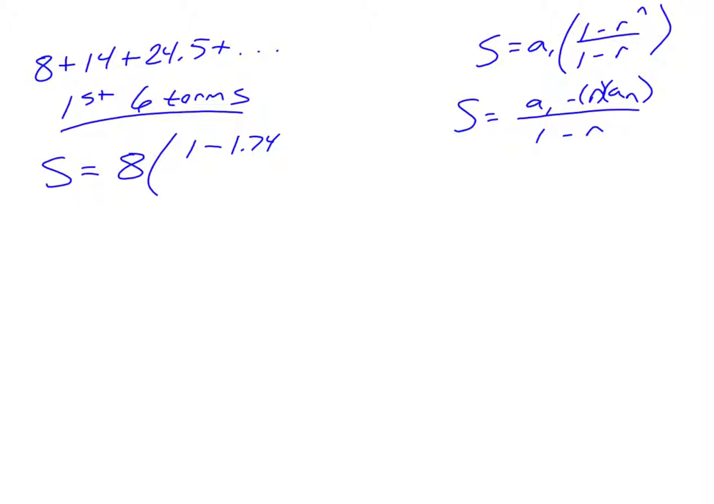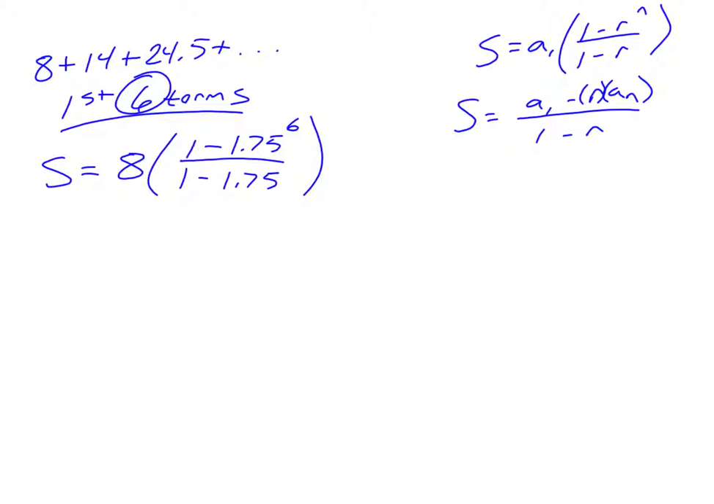And then I need the nth power. What would n be in this case? 6, over 1 minus 1.75. That's the number of terms that you're wanting, and since it wants the sum of the first 6 terms, that's why it's 6. All right, so what's the best way to put this in the calculator?